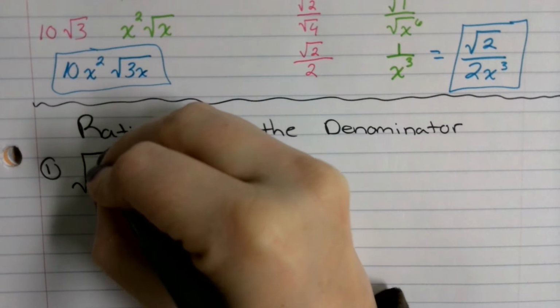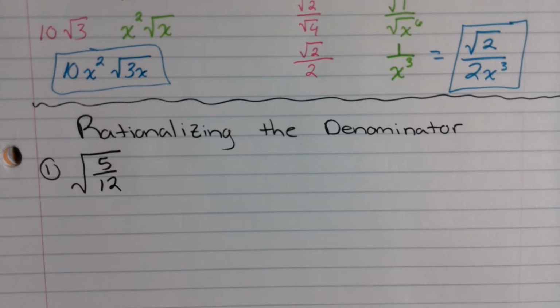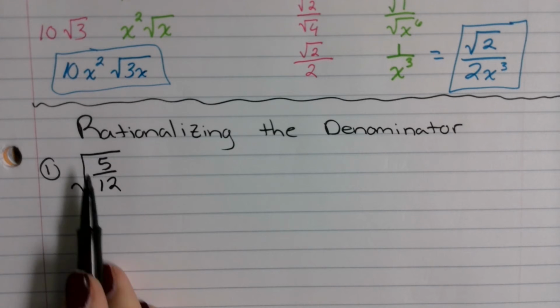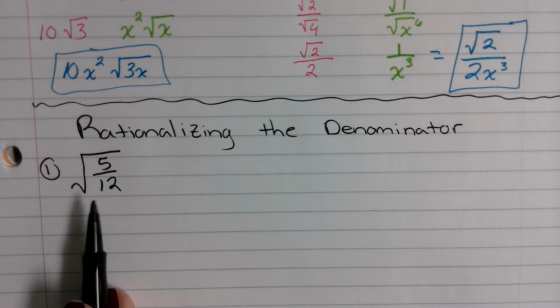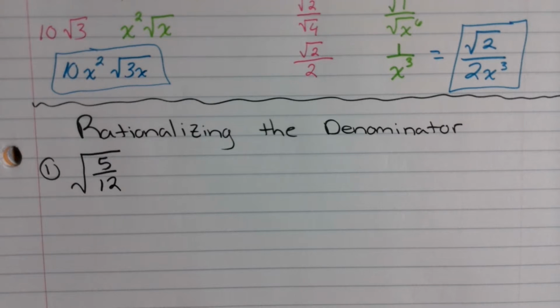So let me show you an example. We have square root of 5 over 12. Is 12 a perfect square? No. Can we simplify 5 over 12? No. So no matter what you do, you're going to wind up having a radical in the bottom because of the fact that 12 is not a perfect square. So there's two different ways that you could actually work a problem like this out.